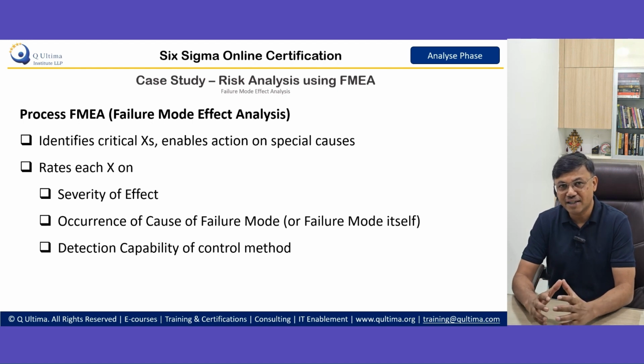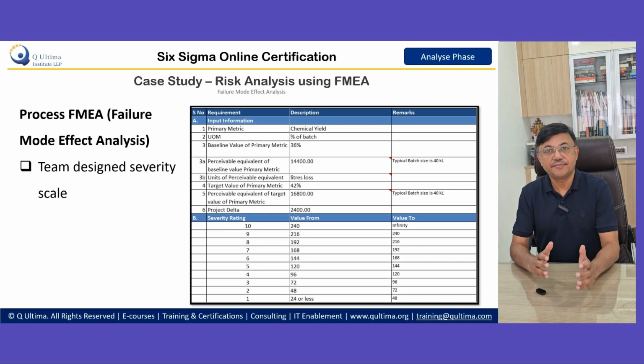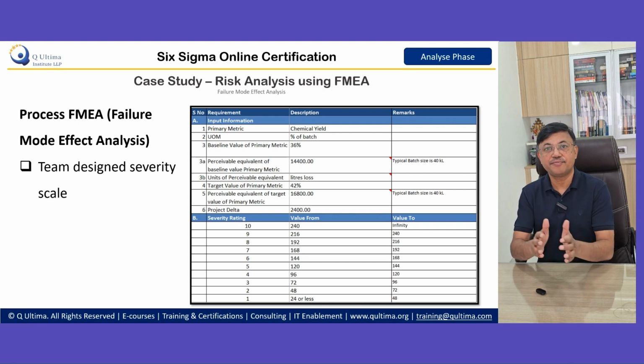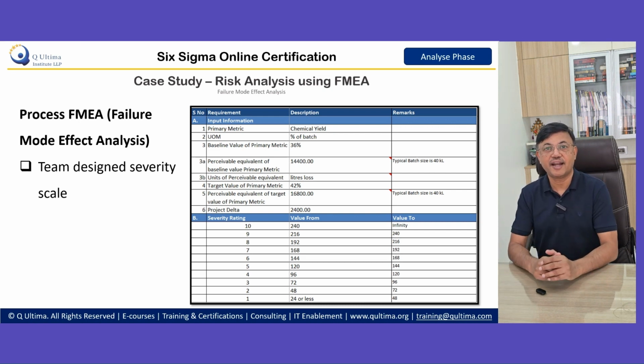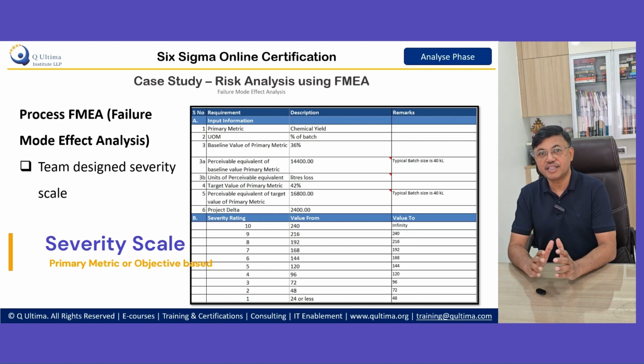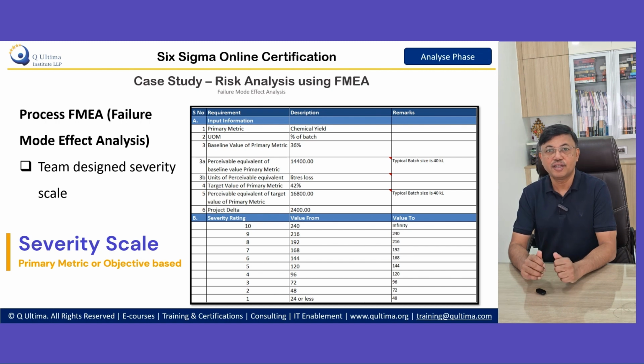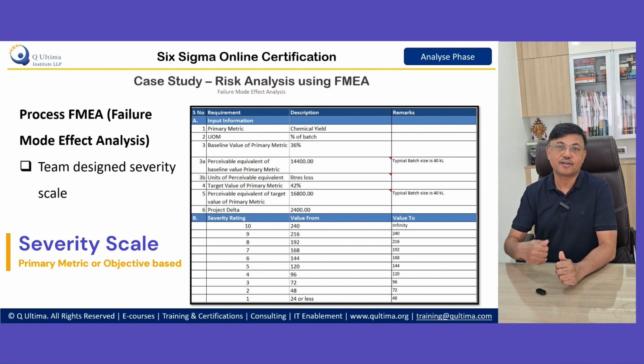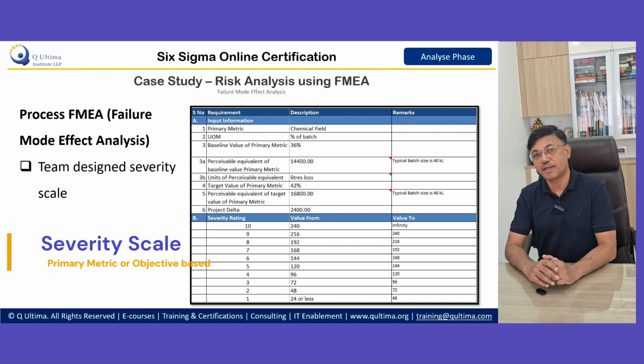Based on these three criteria, it helps us to categorize which X are more critical and which X are less critical. The key difference in the process FMEA that we make for process design and that we make for a Six Sigma project lies in the severity scale. The severity scale in a Six Sigma project is based on the primary metric or the objective of the project on which it is going to make an impact.